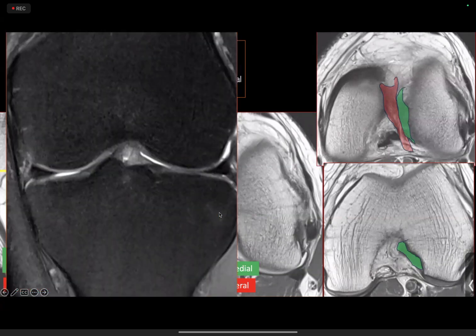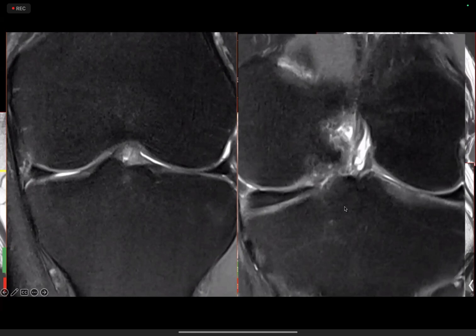I would always prefer seeing the ACL in a coronal plane. It gives me a bit of confidence to see the entire ligament in a plane where I can trace it. I can see that ligament going from the tibial end to the femoral ends.